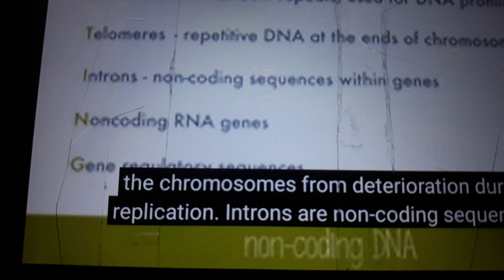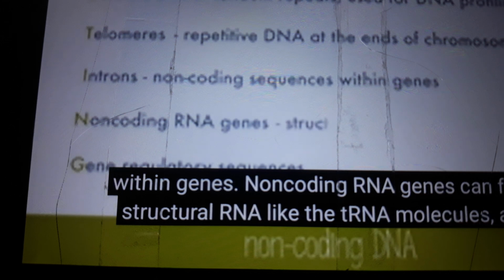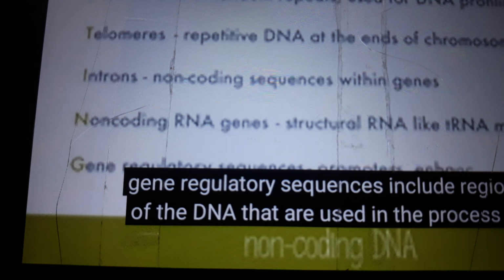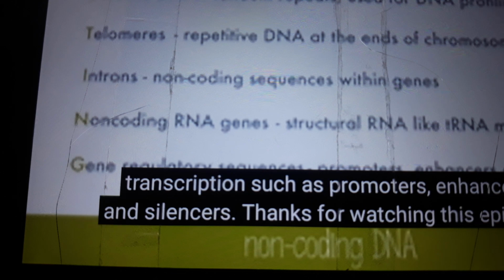Introns are non-coding sequences within genes. Non-coding RNA genes can form structural RNA like the tRNA molecules, and gene regulatory sequences include regions of the DNA that are used in the process of transcription, such as promoters, enhancers, and silencers.